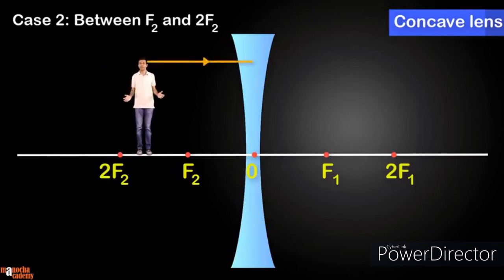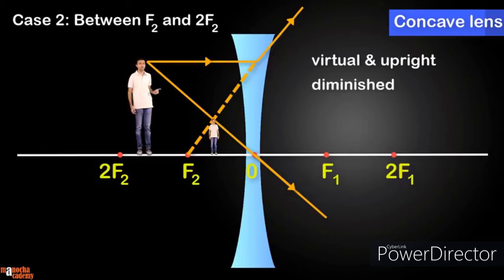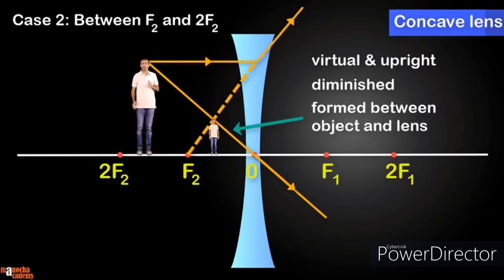If you draw the ray diagram, can you see that we get the image having the similar properties? The image is virtual and upright. The image is diminished and it's formed between the object and the lens.